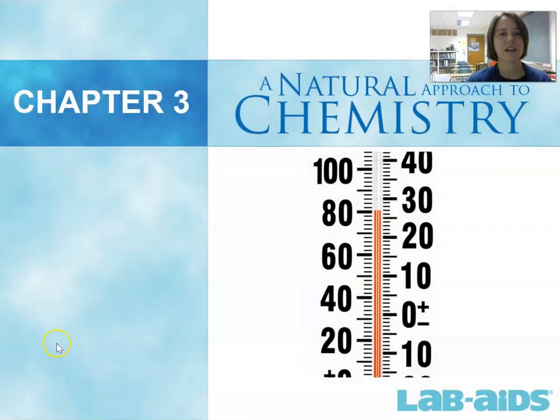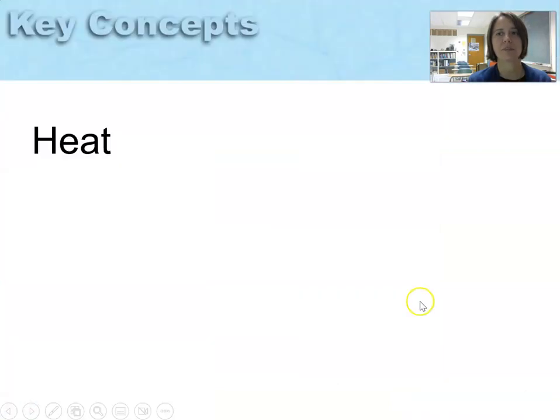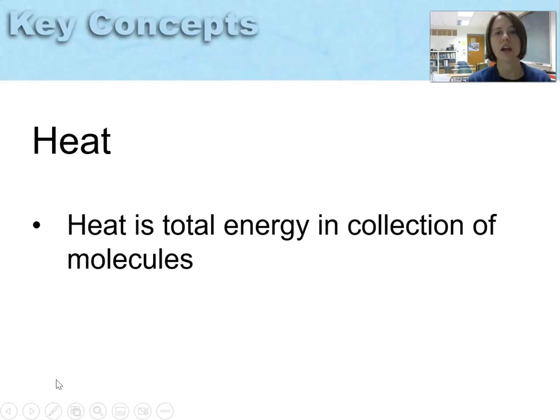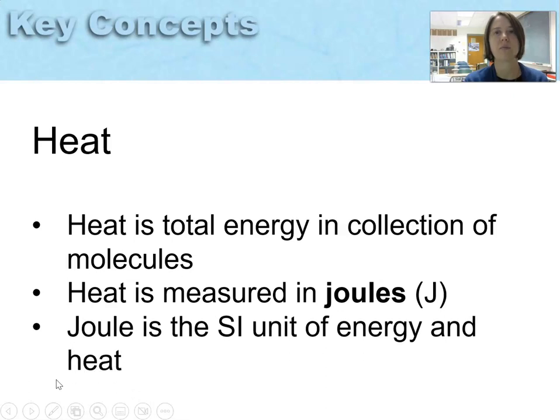Section 3.2 is on heat and thermal energy. So please write this down. Heat is the total energy in a collection of molecules, so all of the energy stored in that sample. And heat is a type of energy, so it is measured in joules, J. We know joules is the SI unit of energy, and now we know it's the SI unit for heat.